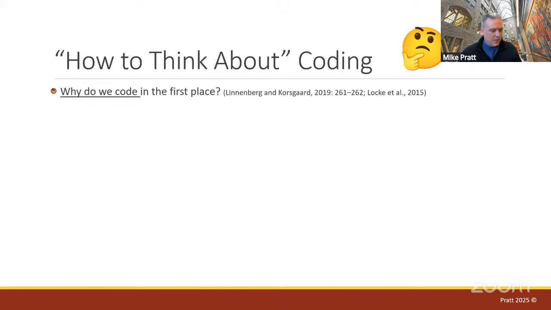This is a great paper by, I'm going to apologize if I mispronounced their names, Lindenberg and Korsgaard. They have a nice section in their paper about why we code in the first place. And Locke, I think it's Locke, Golden Biddle, and Martha Feldman also had a paper about the purpose of coding. Well, the first thing you want from coding is to have a deep engagement with your data.